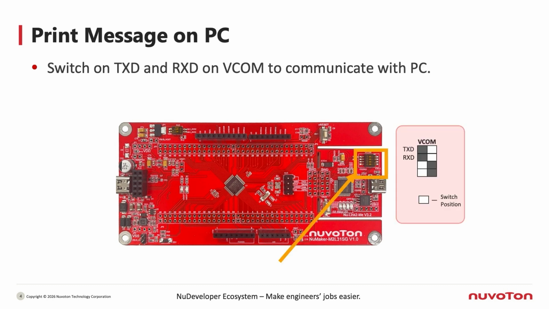If you want to connect your computer to the development board to monitor the output messages, make sure to enable the virtual COM port on the right side of the board. Specifically, turn on the TXD and RXD switches. As shown in the diagram, just slide both switches to the right. This way, your computer will be able to properly receive the messages sent from the development board.